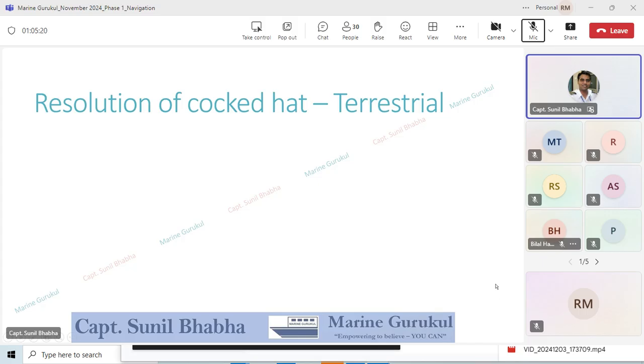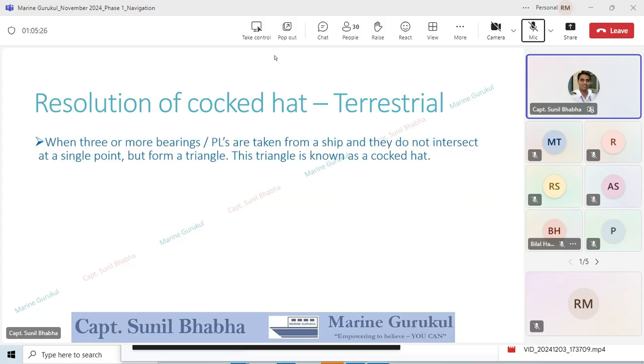Let's now move on to the topic of resolution of a cogged hat. So first of all, let us see what does a cogged hat mean. Whenever three or more bearings are taken from a ship and they do not intersect at a single point, instead they form a triangle. This triangle is known as a cogged hat.